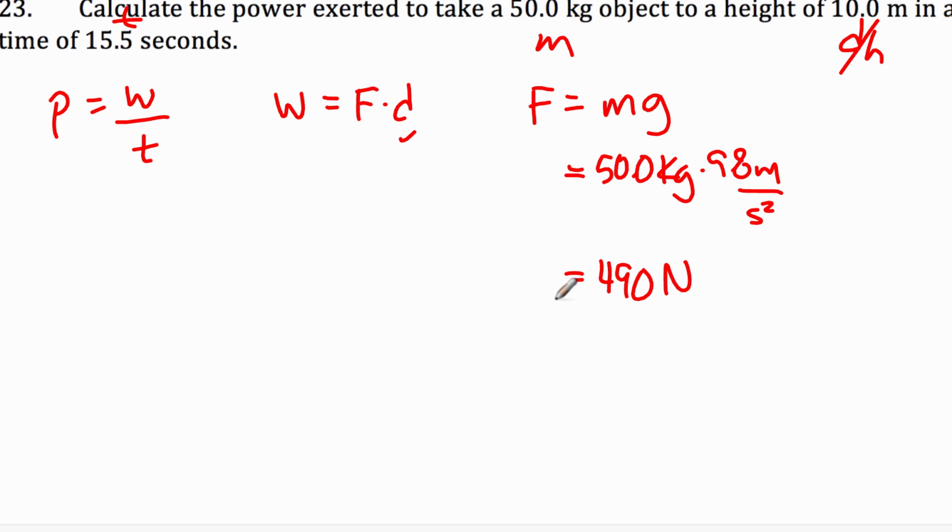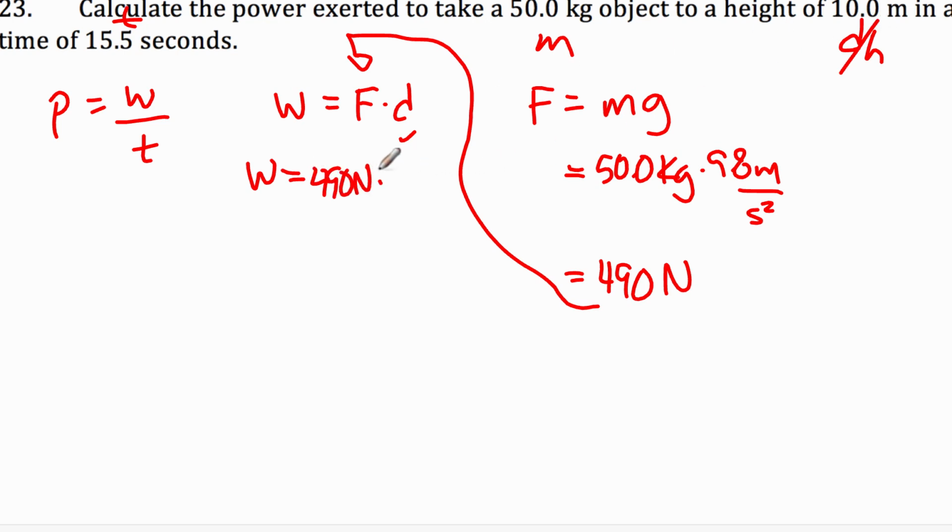Okay, now I've got a force, so I can take this and plug it in right there. So the work done on that object is equal to force, 490 newtons, times a distance of 10.0 meters. So 490 times 10 would be 4,900 newton meters, those are measured in joules. Work is always measured in joules.